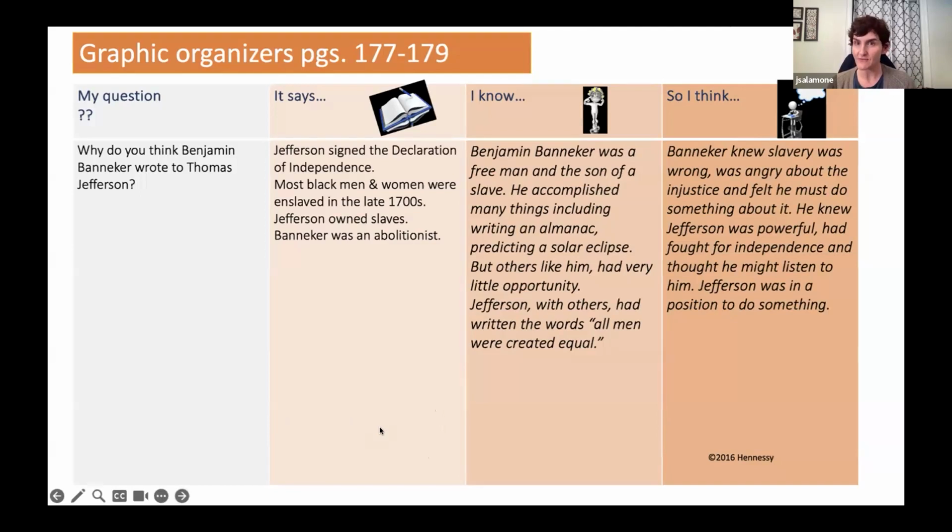He actually called Jefferson out and called him a hypocrite, which is huge, right? Jefferson was in a position to do something, and Benjamin knew that. So really quite a revolutionary, Banneker. And if you haven't seen the book, it's amazing.